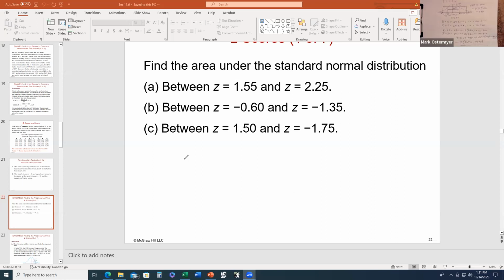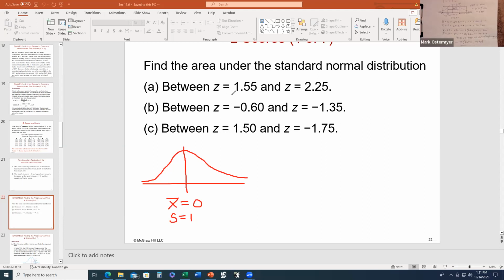Let me draw a picture of that so we can appreciate what that's saying. What area are we being asked to find here? Well, it is the standard normal distribution. And because it's the standard normal distribution, what's the mean of this distribution? What does the mean always have to be for a standard normal distribution? Always has to be 0. And the standard deviation always has to be what? 1.